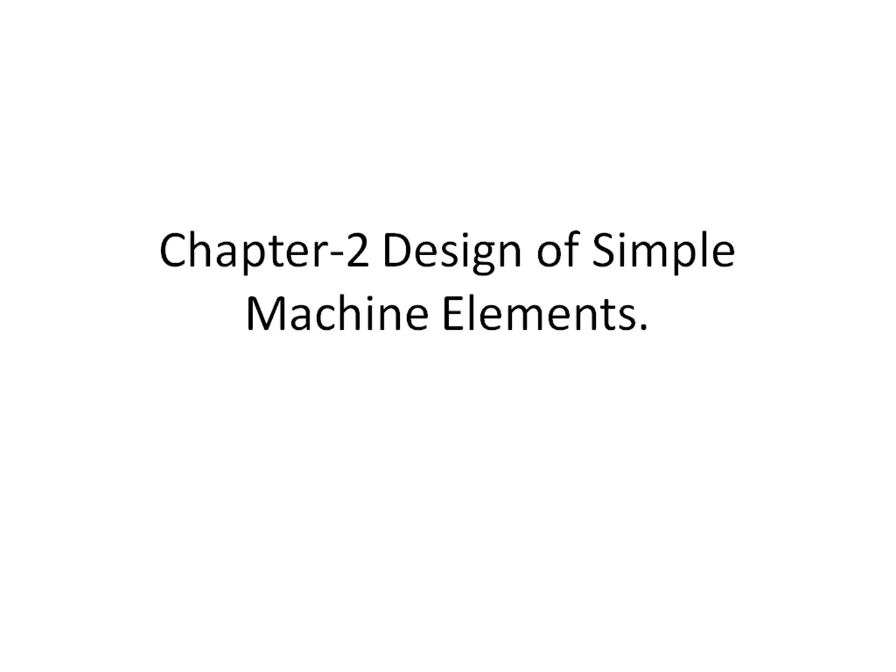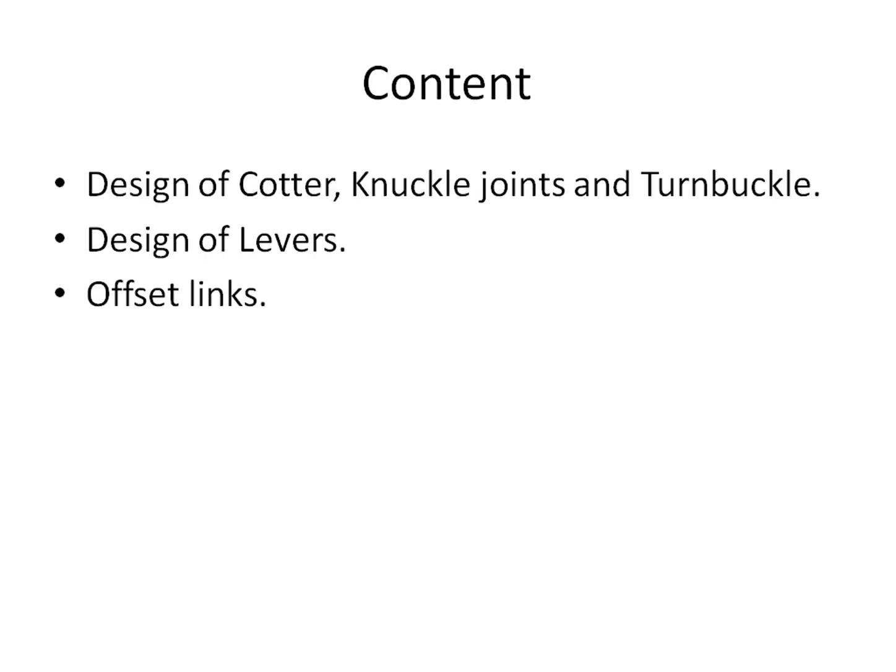In this chapter, I am going to discuss the design of some components such as joints, that is cotter joint, knuckle joint and turnbuckle, levers, and design of offset links. So I'll start with the design of joints first. In the design of joints, I'll discuss the cotter joint first.